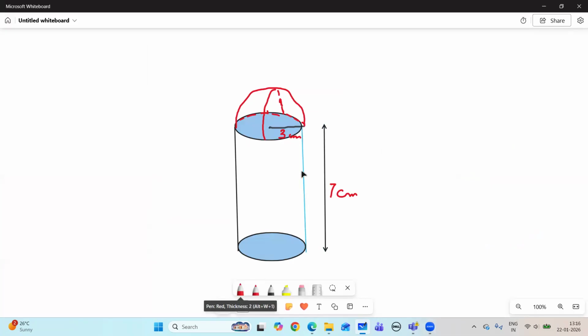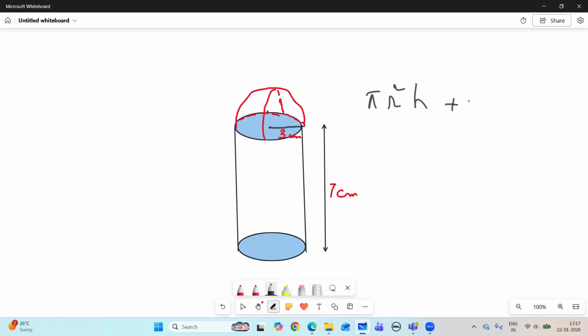So we are given a cylinder of height 7 centimeters and radius 3 centimeters. On top of it we have a hemisphere. What is the volume of the cylinder? It is pi r square into h. And what is the volume of the hemisphere?